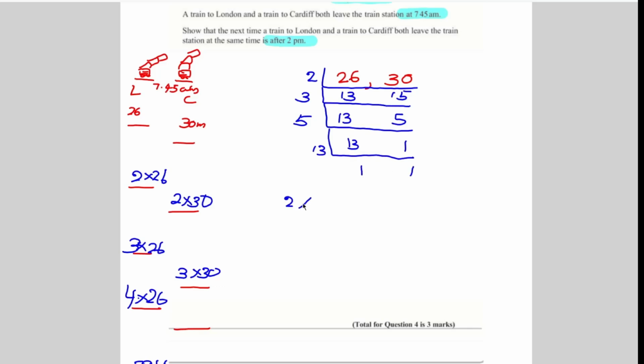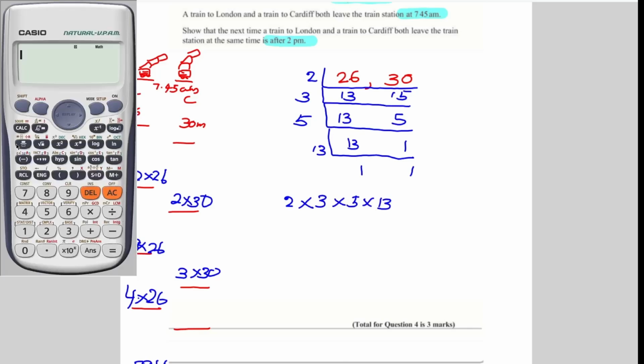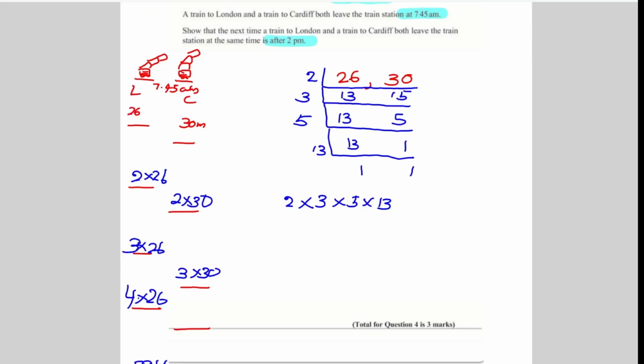Then let's figure out what the LCM is. 2 times 3 times 5 times 13. This is the lowest common multiple. So 2 multiplied by 3 multiplied by 5 multiplied by 13 is 390. So the answer is 390. So 390 minutes is the common multiple. Once we pass 390 minutes, they both align. So after 390 minutes, we get that they both align again.